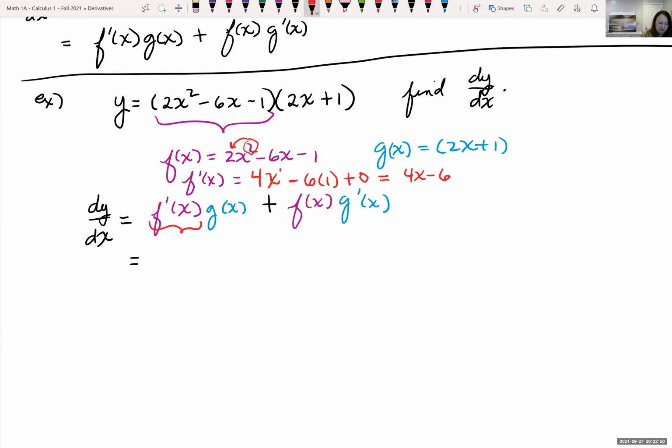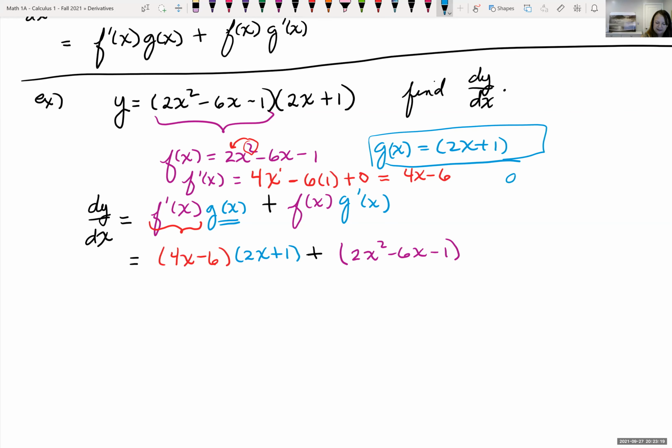So that derivative of the first piece is the 4x minus 6 times my second piece. My second piece is this 2x plus 1, plus my first. So that's the 2x squared minus 6x minus 1, all times the derivative of the second. Looking at the derivative of g of x, well, the derivative of 2x is 2, and the derivative of the constant is 0.